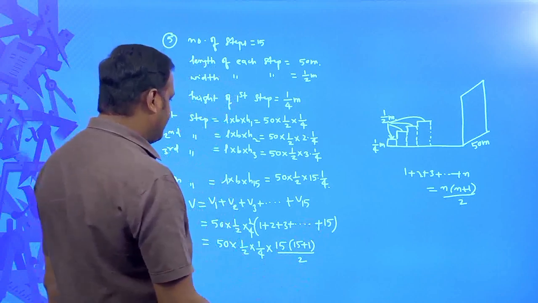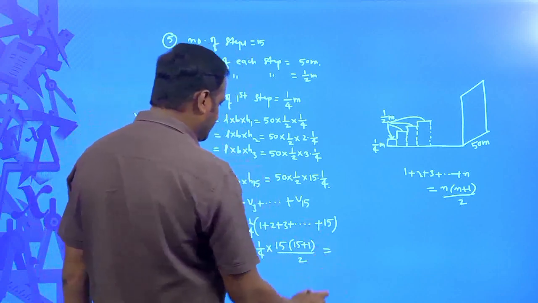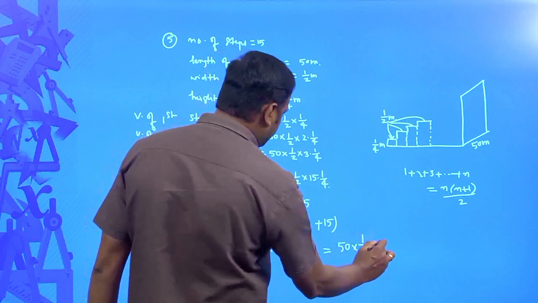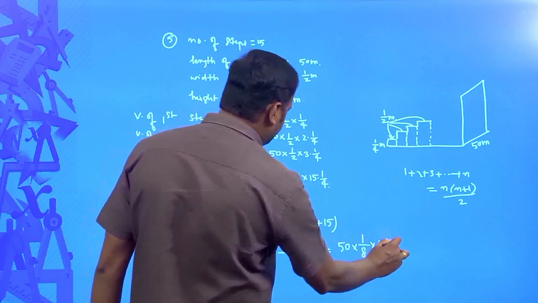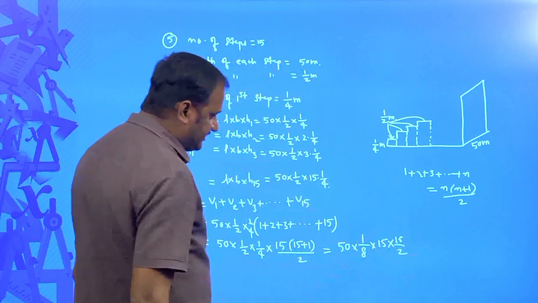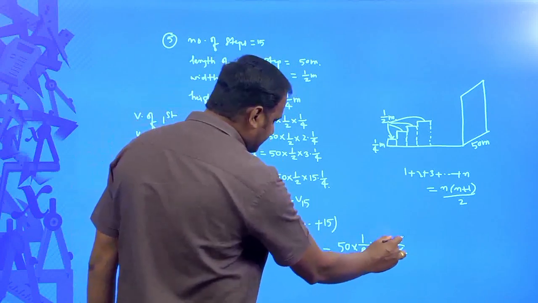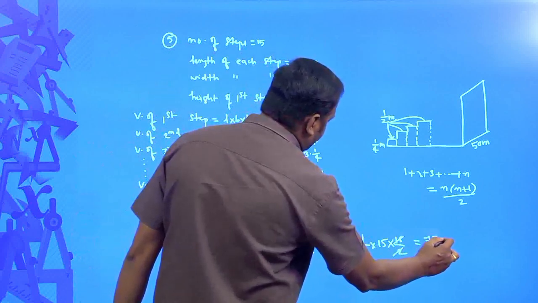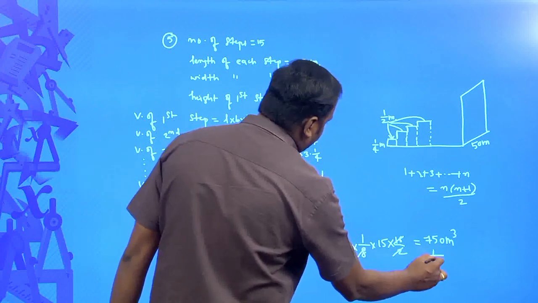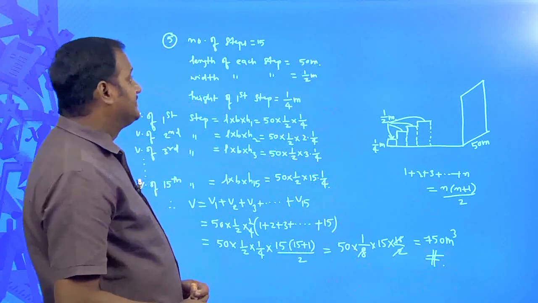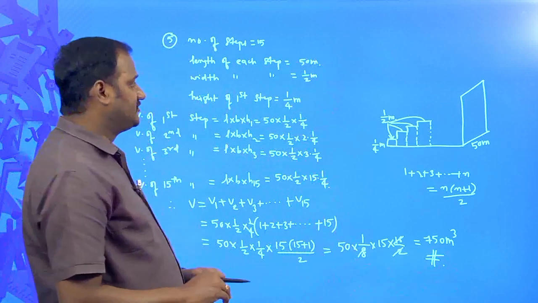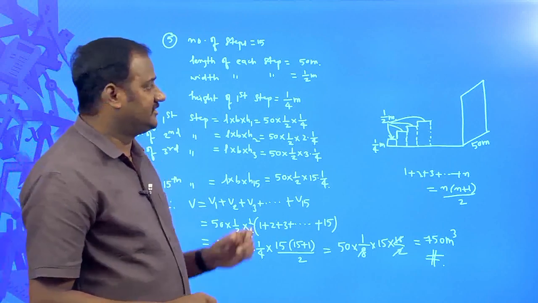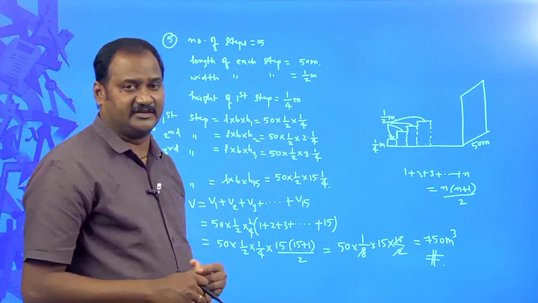So, finally, the value of this is going to be 50 into 1 by 2 into 4 is equal to 8 into 15 into 15 plus 1 is equal to 16 divided by 2. See here 8 into 2 is equal to 16 and 16 gets cancelled. 15 5s are 75. So, 750 meter cube volume of the concrete required to build this terrace. So, hope you understand how to answer this problem. This is about the optional exercise of our exercise from arithmetic progressions.